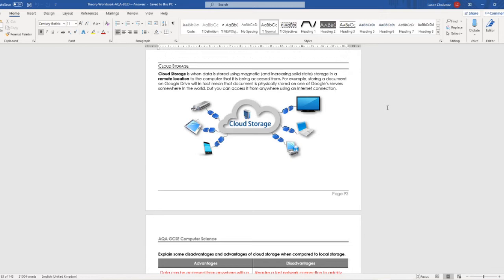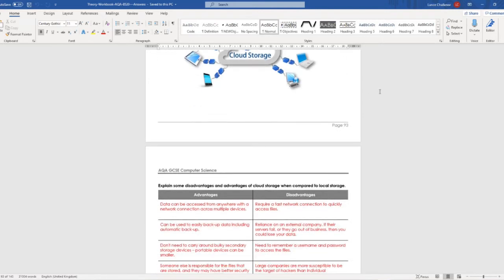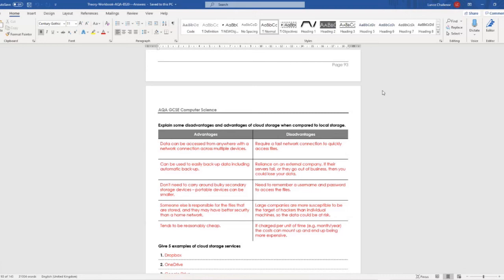So each cloud storage device usually has a name that you know to connect to it, but it is literally just a hard disk somewhere storing your information. But the advantage of that is that you can access it from anywhere. If you're not at your computer, you can access it from someone else's computer, or anywhere in the world, and everything's backed up for you automatically, so you'll never lose your information. And here we've got the advantages and disadvantages.